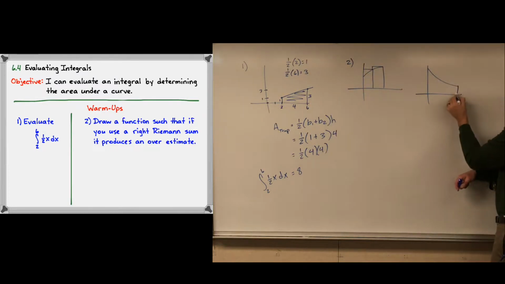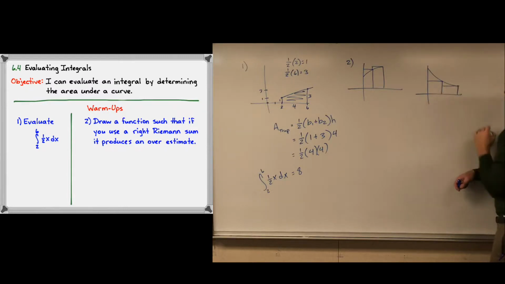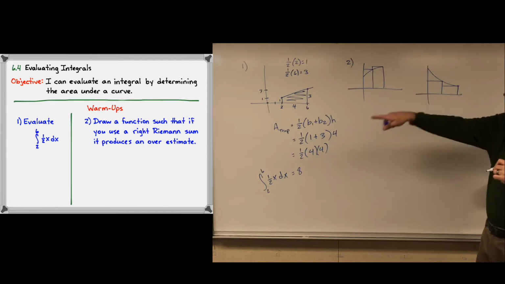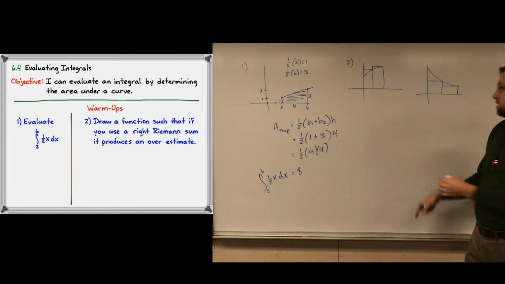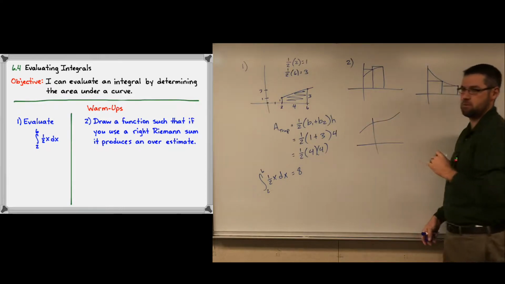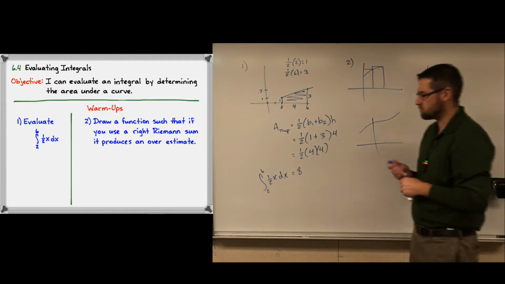On this one, if I'm doing a right Riemann sum, do I start from the left and go to the right, or do I start from the right and go to the left? So that and that. So what makes a right Riemann sum an overestimate? Increasing. So my answer will be any function that is strictly increasing. Are we good with that? Okay.